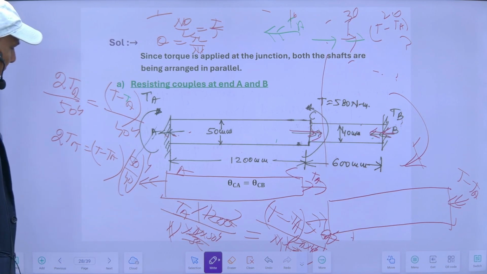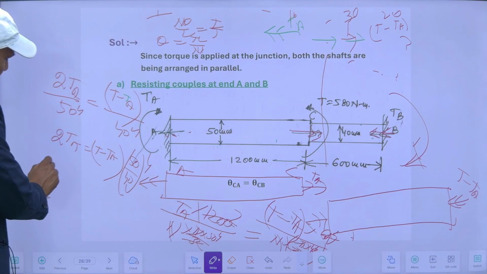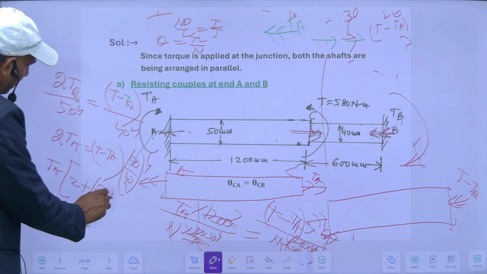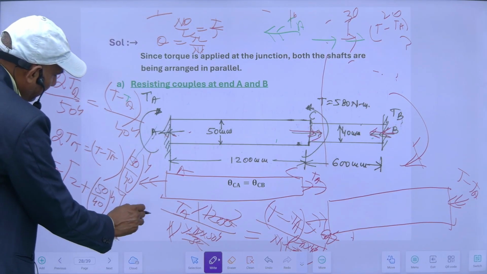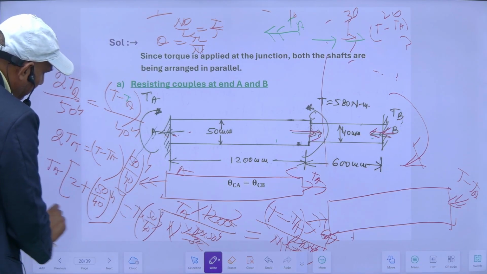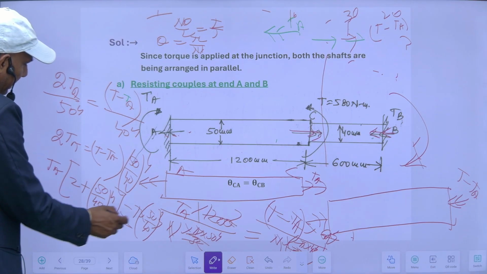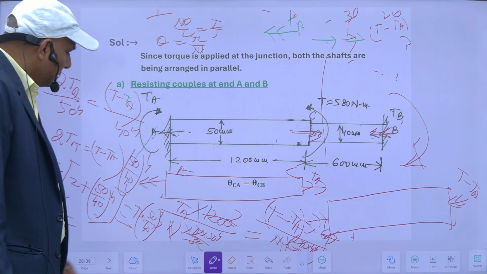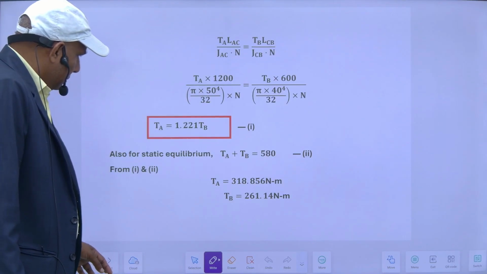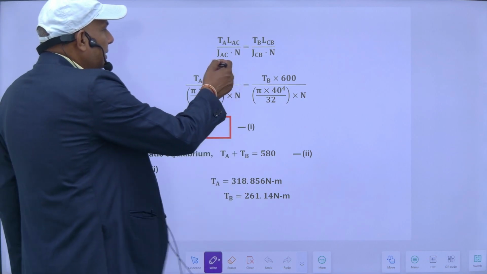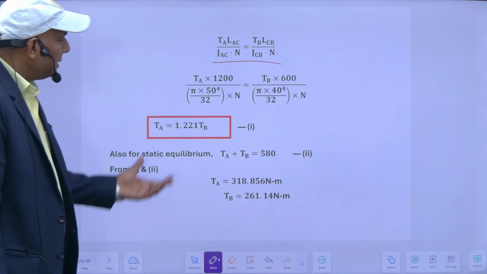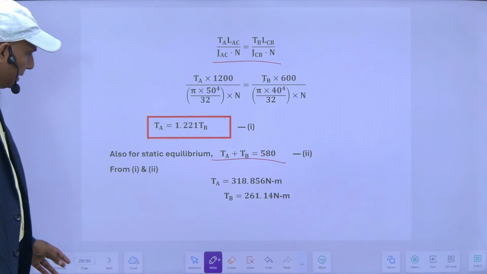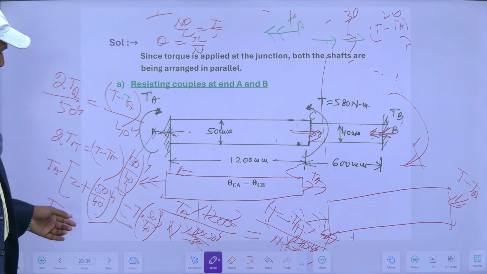So TA will be equal to 2 plus 50 upon 40 raised to the power 4, equal to T into 50 upon 40 raised to the power 4. So I can calculate here TA in terms of T, and putting the value of T is equal to this, I can calculate my torque of this portion. So this will be, suppose this is my TA and TB. In this way also you can calculate. So TA is equal to this one, and my statical equilibrium is TA plus TB is equal to this one. This way also you can solve it, otherwise this way.